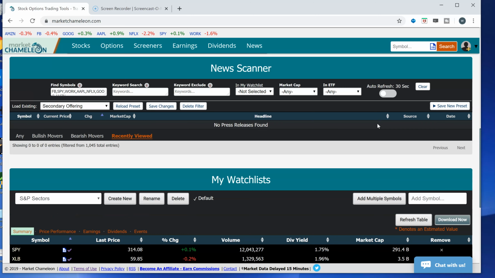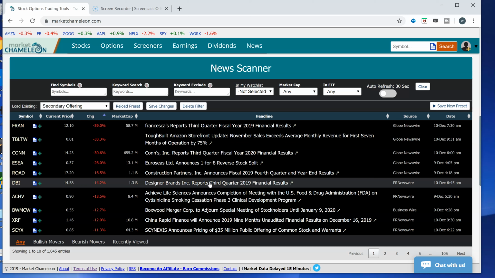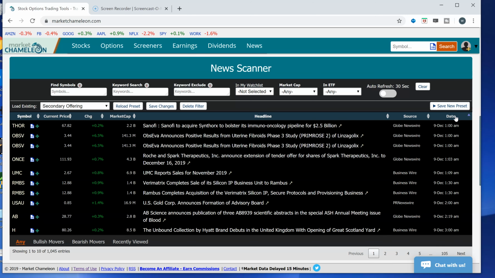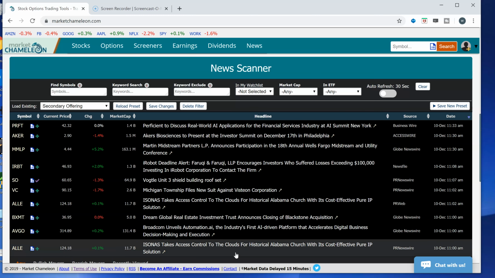If you just want to look for news in stocks that you recently searched, you could press that. So nothing came out today so far. I'm going to go back to the any and just sort it back by time. And let's take a look at how we could use some of these keywords and filters to really narrow down on other news events that could be critical to the stock price.